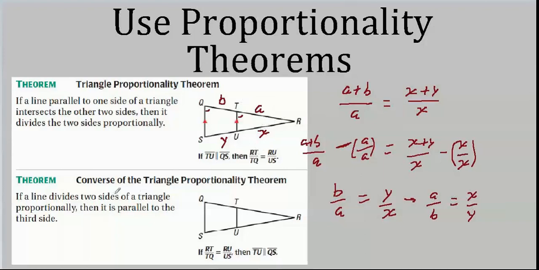And this second one just tells us that if we have this case, where these have been broken up proportionally, then the line we used to make the cut must be parallel to this one. So now it goes both ways. If we find this to be true, then we know that these two lines are parallel. On the other hand, if we know these lines are parallel, then this is true.